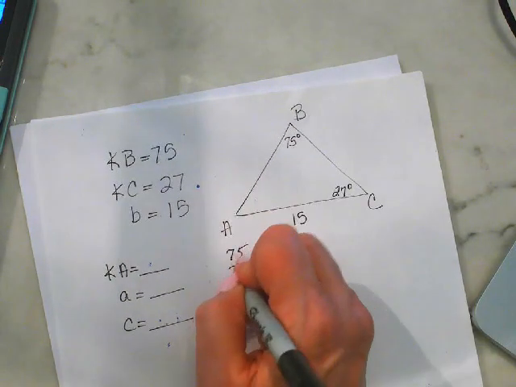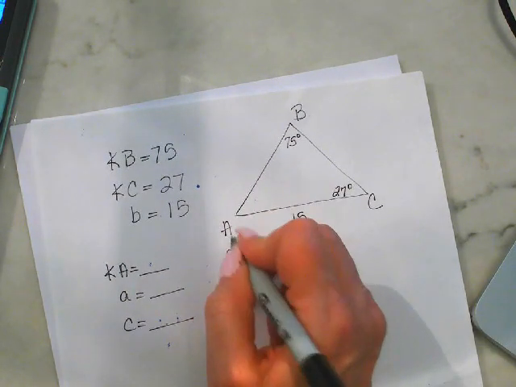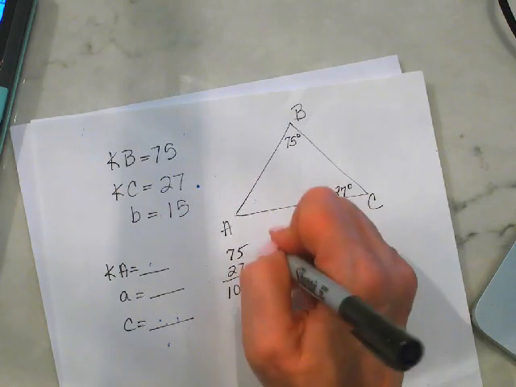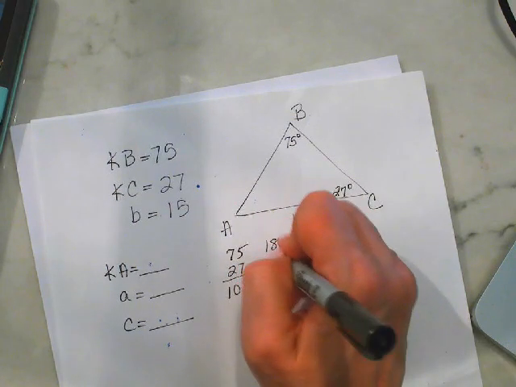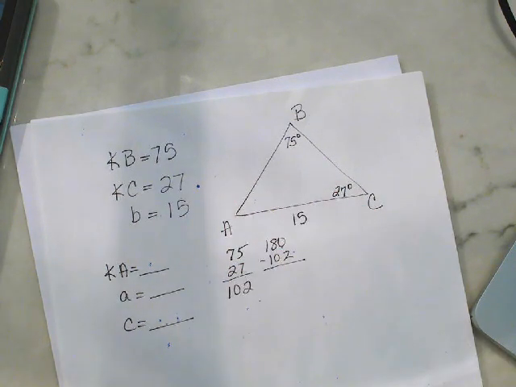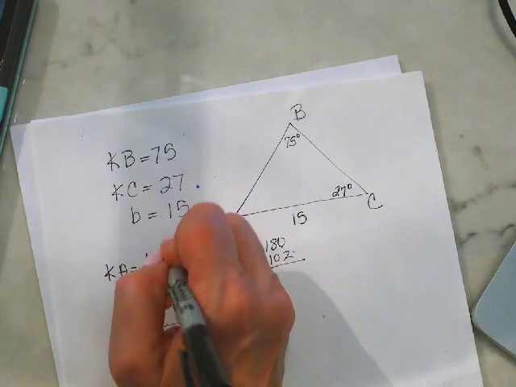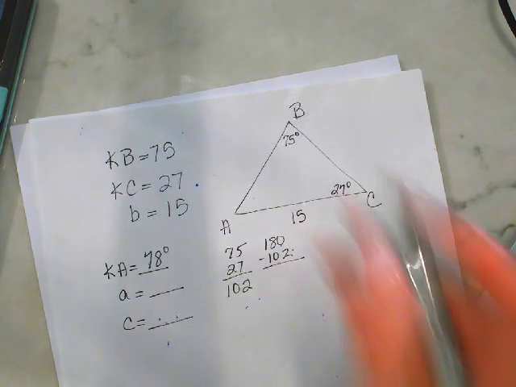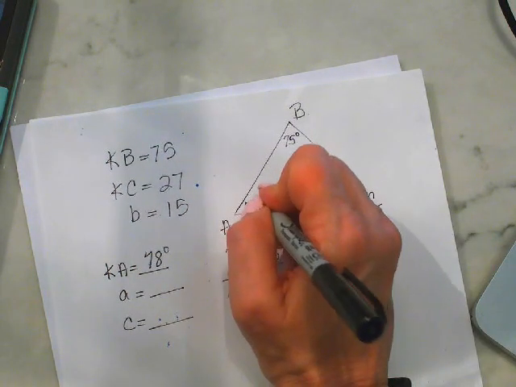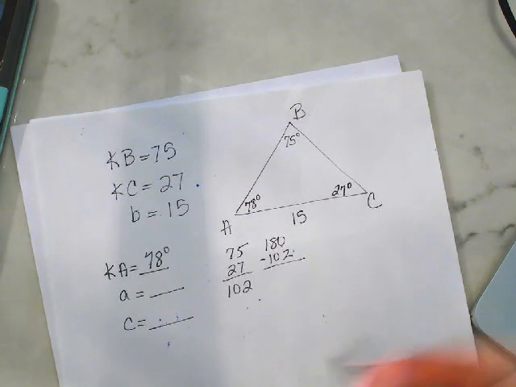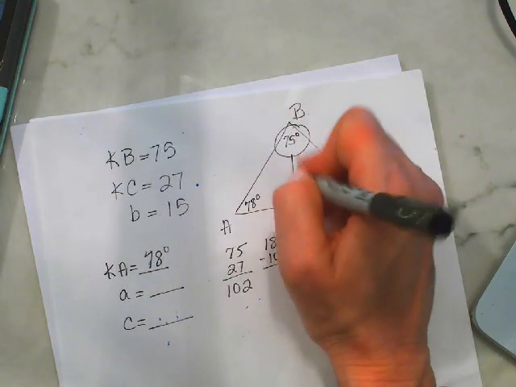Well, the easiest thing to do is find angle A first. I'll do 75 plus 27. That's 102. 180 minus 102. Okay, so this is a 78 degree angle. All right, so if I want, I could put this in here, 78 degrees.